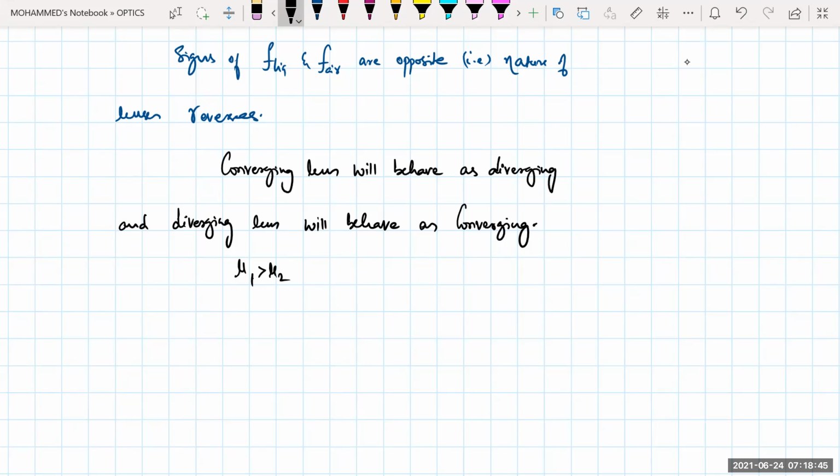That means if I'm taking a lens like this, this is the principal axis, this is mu2 and this is your mu1. The ray of light is incident on this one. This is the ray of light. What is happening for this one, beta? It will diverge. This will get diverged like this.